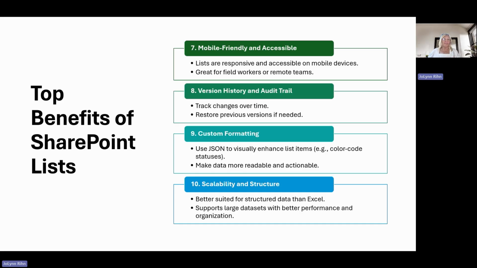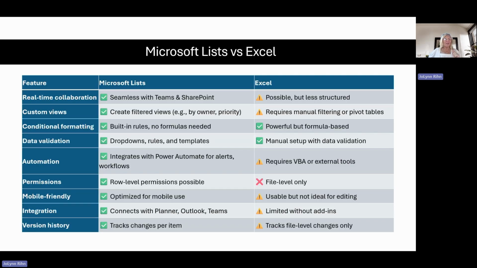And finally, the scalability and the structure. Lists handle structured data better than Excel, and stay organized as they grow. Okay. Now, of course, we're going to be seeing some examples of all of this, but I wanted to put together a table to really summarize these differences. So lists offer this seamless collaboration, the built-in views, stronger permissions, and easier automation. Much easier, believe me.